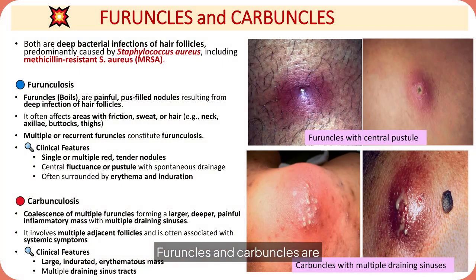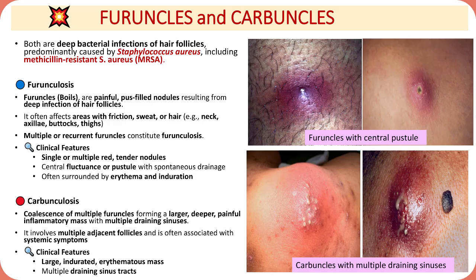Furuncles and carbuncles are deep bacterial infections of hair follicles, often caused by Staphylococcus aureus, including MRSA. Furuncles are painful nodules, while carbuncles are larger masses with multiple sinuses, often associated with systemic symptoms. They commonly occur in areas with friction or sweat, such as neck, axilla, buttocks, and thighs. Clinical features include redness and tenderness.